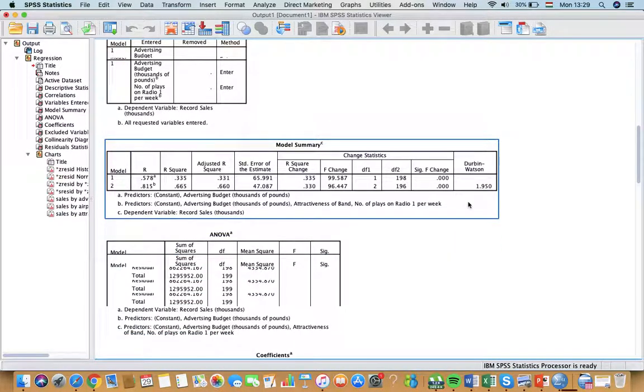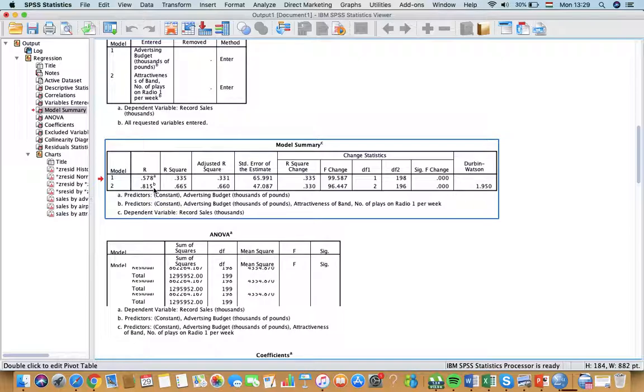The next is the model summary of the model. Remember that we chose a hierarchical entry, so that gives us different steps, different stages in the hierarchy. So model 1 is the first stage, model 2 is the second stage, and here you can see the R, which is the multiple correlation coefficient between the predictors and the outcome. Both of them are positive.